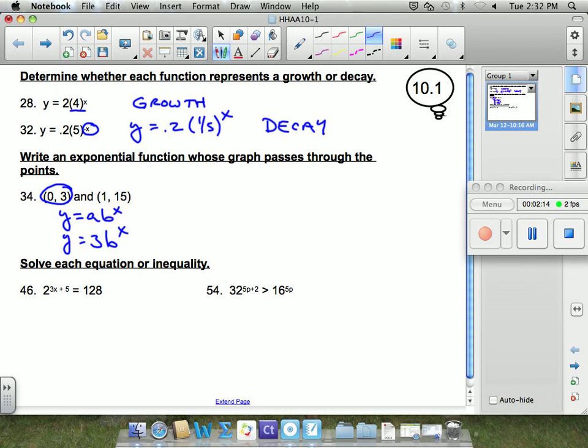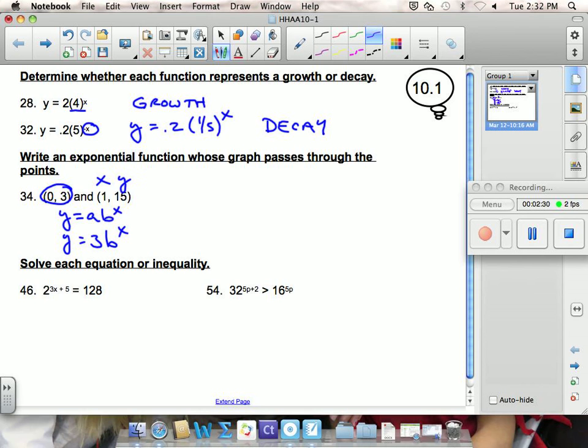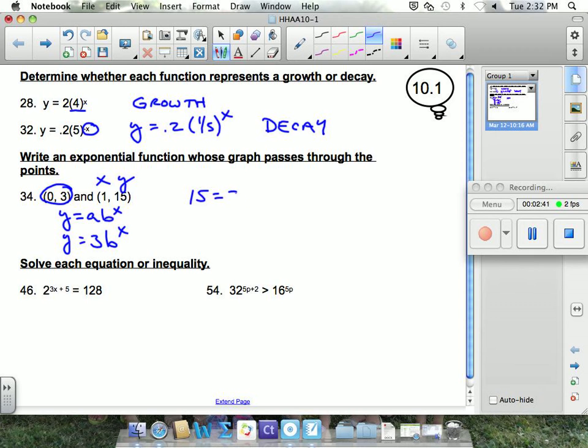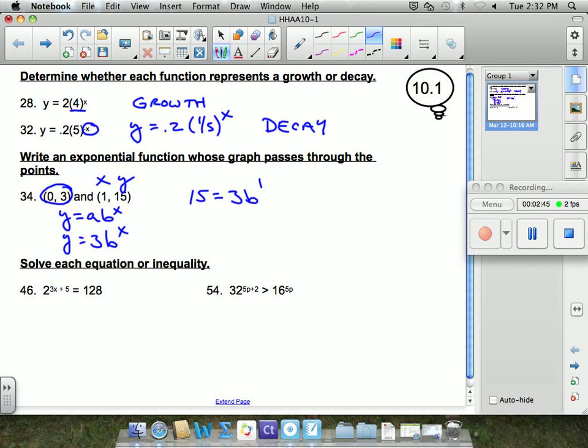So now I have the equation y equals 3 times b to the x. I only need to know what b is. The problem is there's 3 variables, x, y, and b. That's where the other point comes in. Every single point is the form x comma y. So if I plug those two numbers into my equation, instead of y, I'll have 15. Instead of x, I'll have 1. And lo and behold, I have just one unknown.